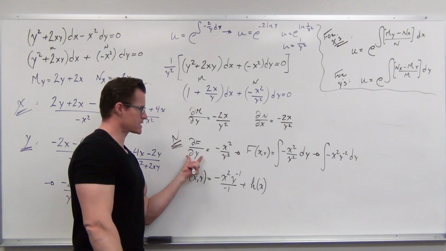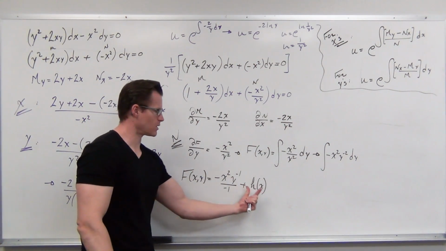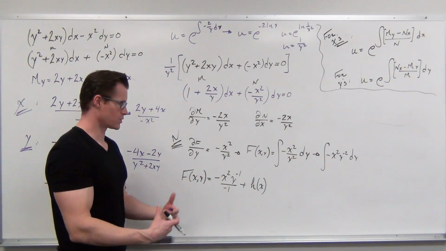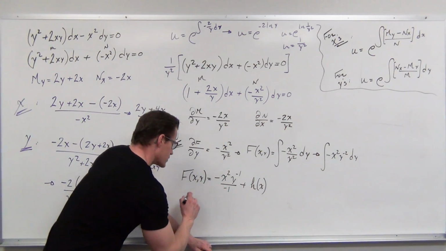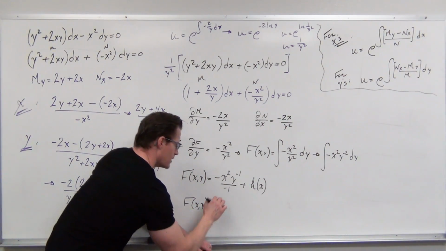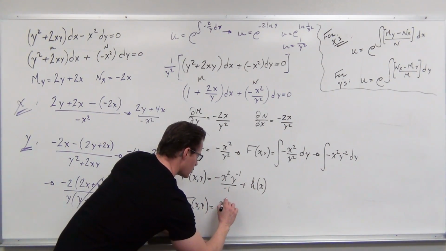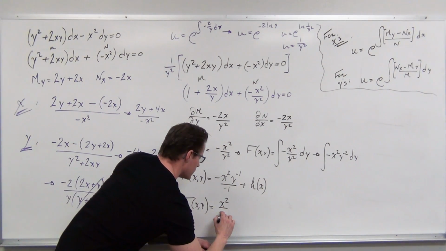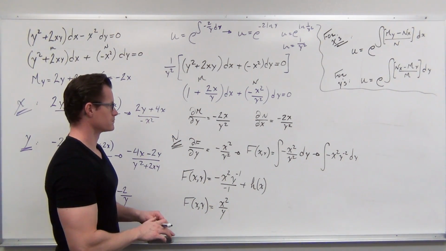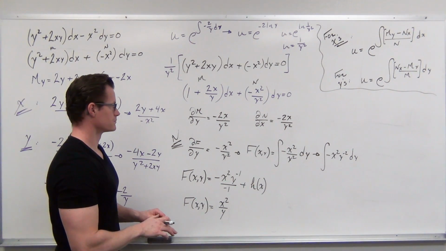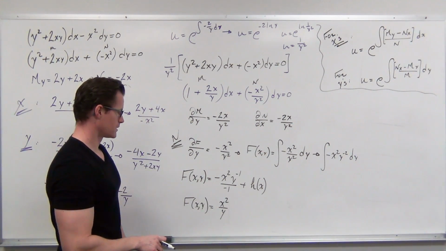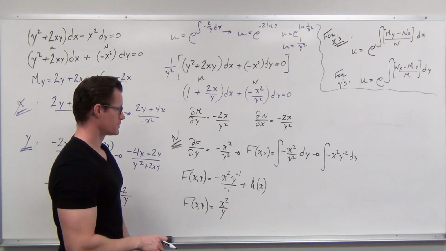So that partial would say any terms of x are gone. That's why we have a constant that could have x in it, because we got this from a partial derivative with respect to y. So let's make this a little nicer. So our function says negative, that would be x squared over y, plus h of x.